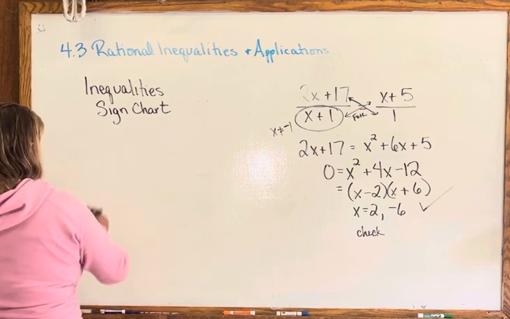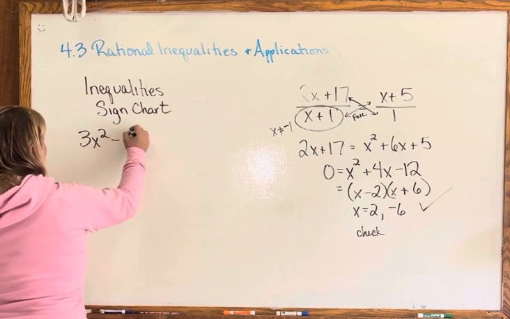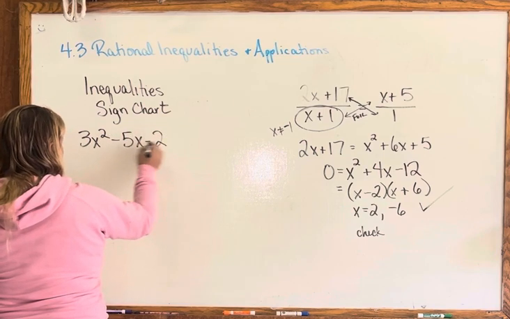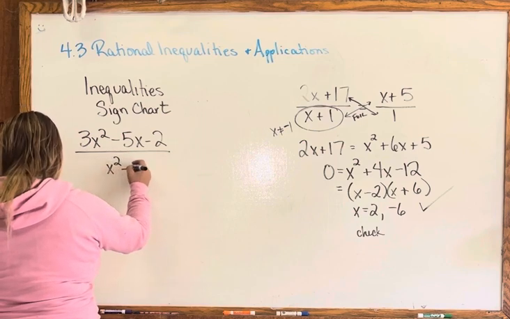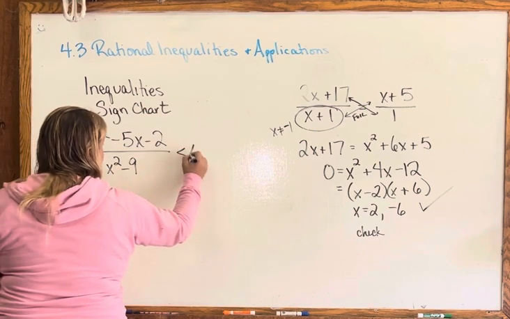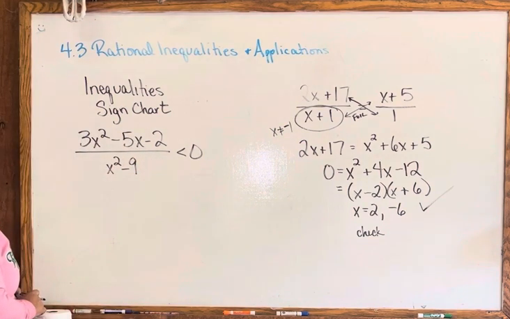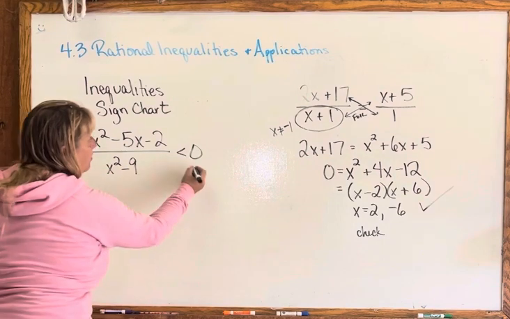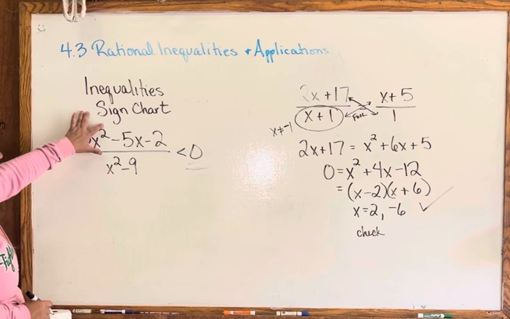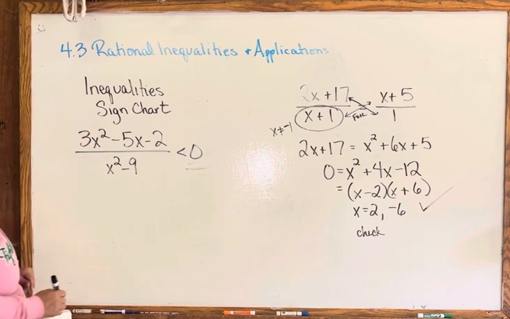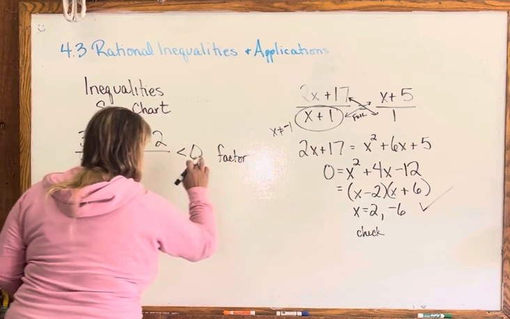Well, this is not nice at all, but we can do it. So 3x squared minus 5x minus 2 all over x squared minus 9 is less than 0. So make sure there is a 0 on this side. That is important. And before we go to the sign chart, what we have to do is get it in its factored form. So 0 and then factor. 0 first though, 0 first, factor.